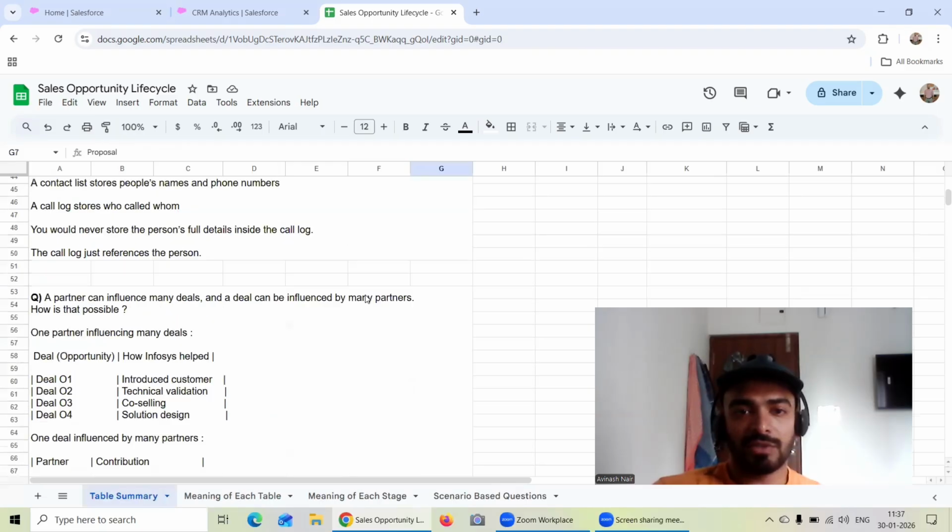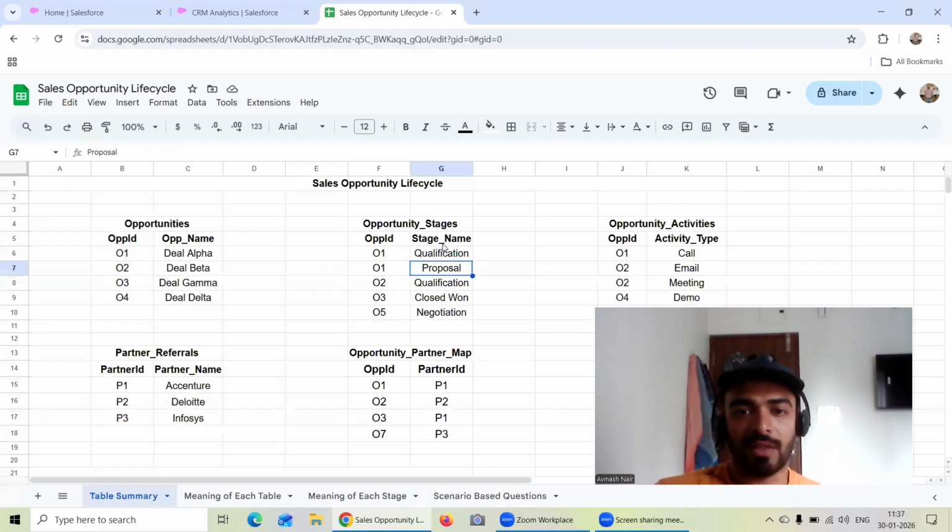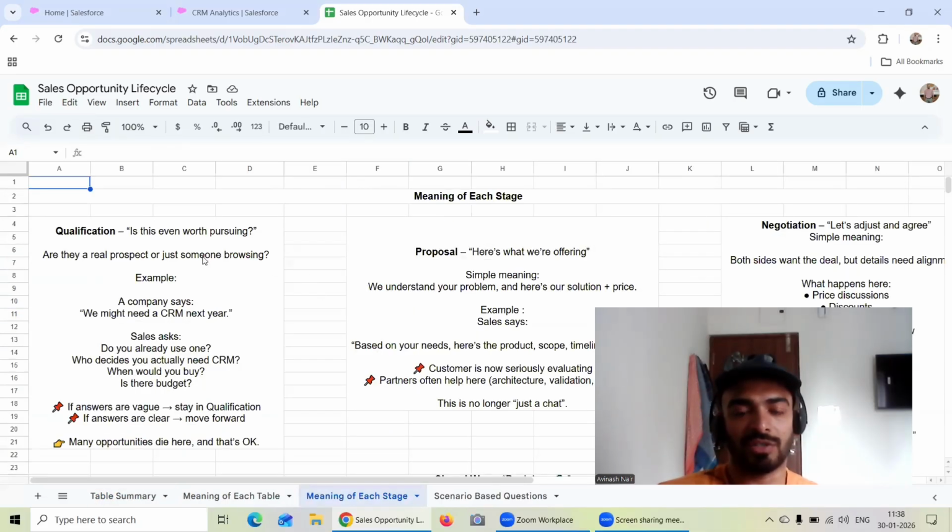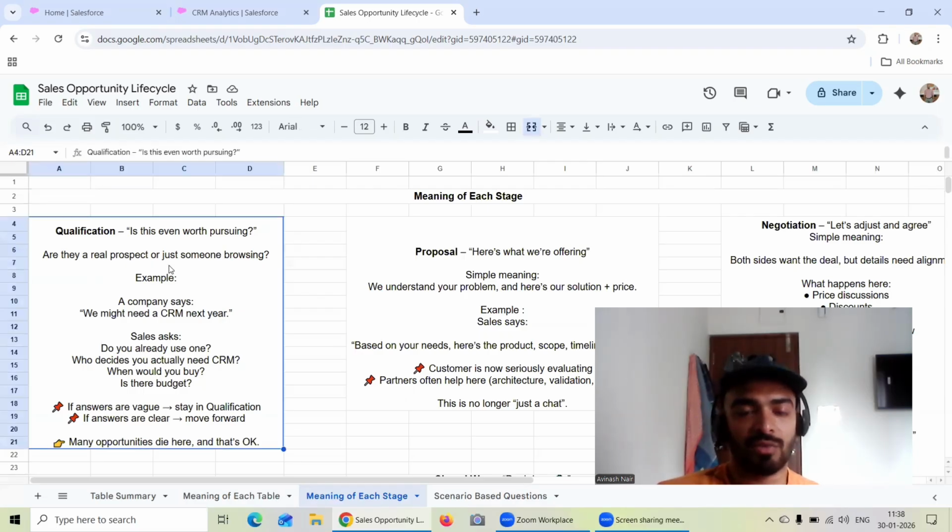Fine. Now, what is the meaning of this? In my table, if you see, mainly I have used these four: qualification, proposal, negotiation, and closed one. These are the four stages which I have used. So we will try to understand the meaning of each one of them. Now, we are starting with qualification. What does this mean, qualification? It basically answers, is this even worth pursuing?